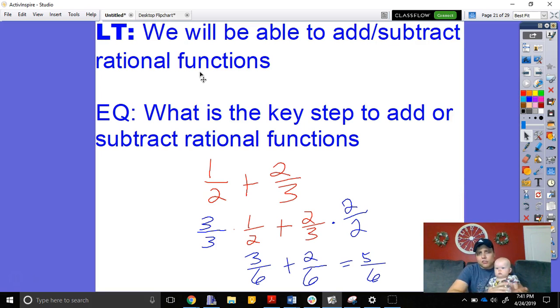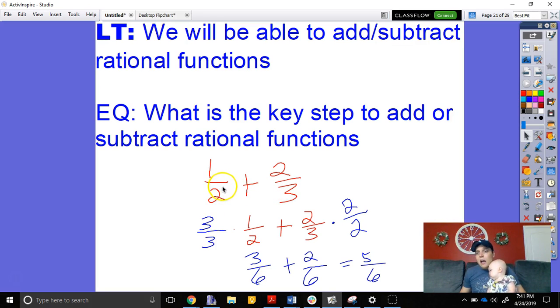Alright, but what we're going to do first is we're just going to look at adding a couple of fractions, okay? So we're going to talk about adding 1/2 and 2/3. Now, in order to add fractions, and this is going to be the same important part to add rational expressions, is you have to have a common denominator.